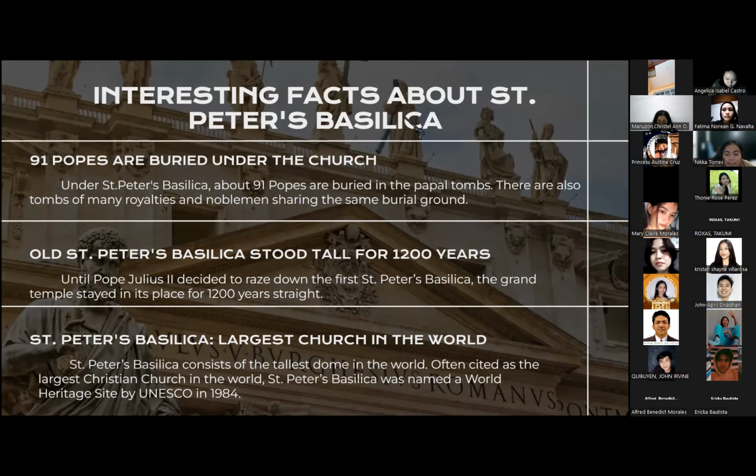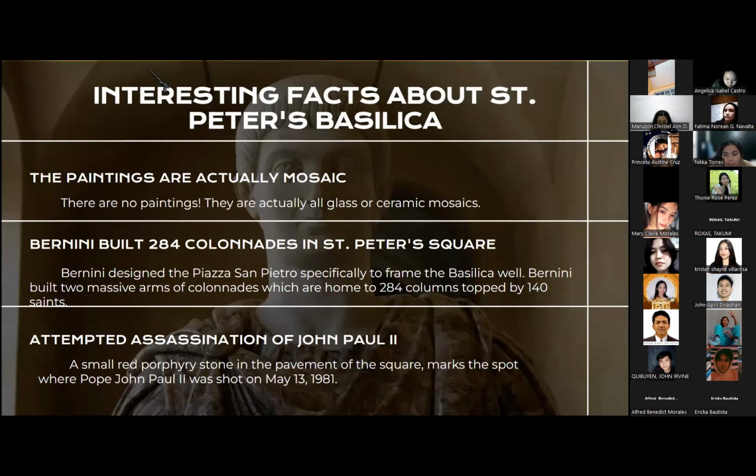The paintings are actually mosaics. It has a total of 150 mosaics, and they are so detailed that they are usually mistaken as paintings.